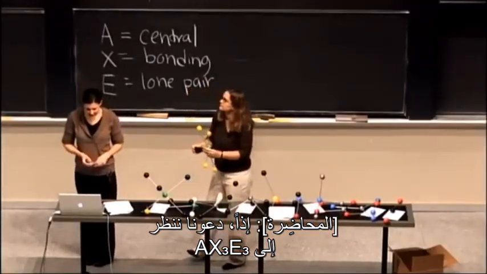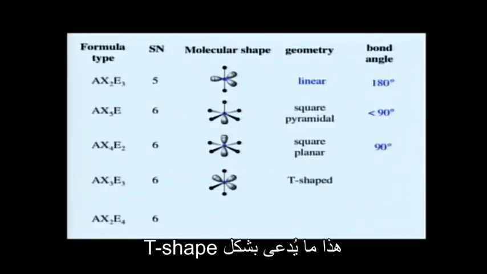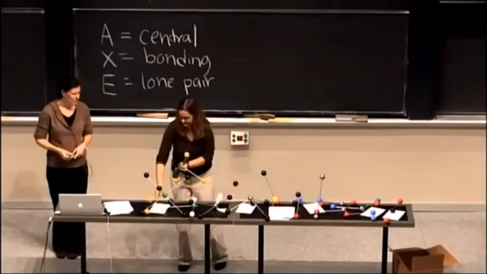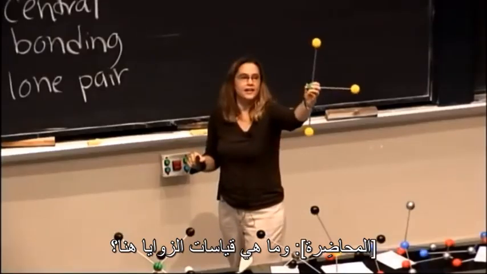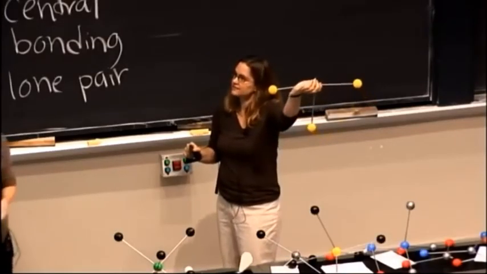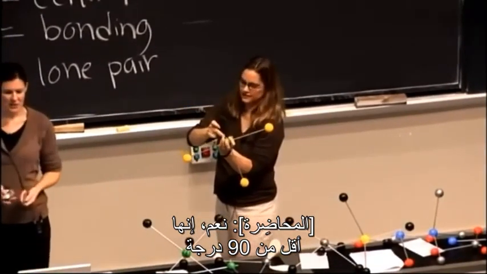So next, let's look at AX3E3. This is what we call T-shape. This is also T-shape. Stick this up. Okay. And angle here? Yep, I think we heard less than. It's less than 90 degrees.